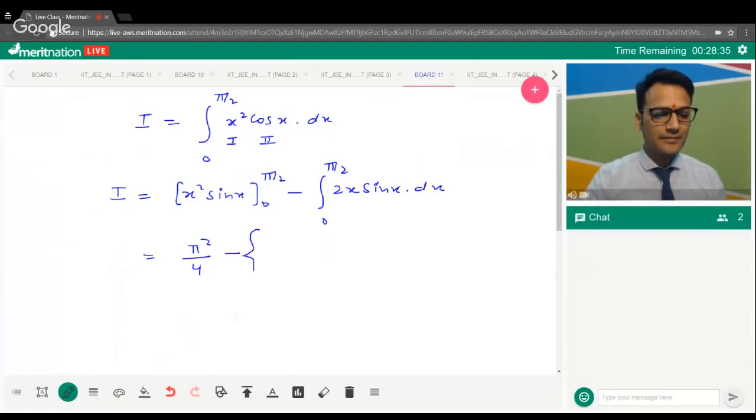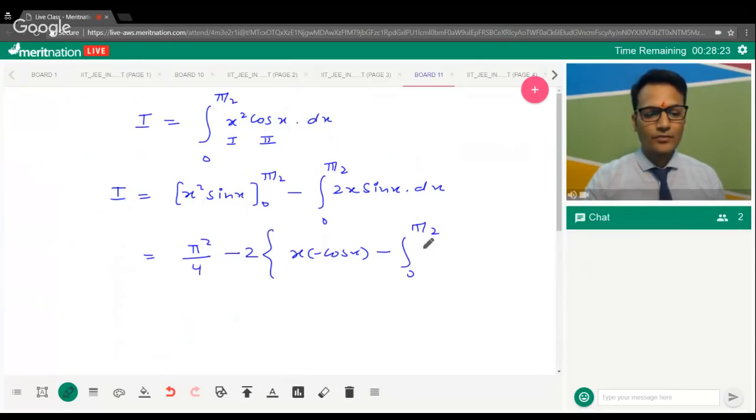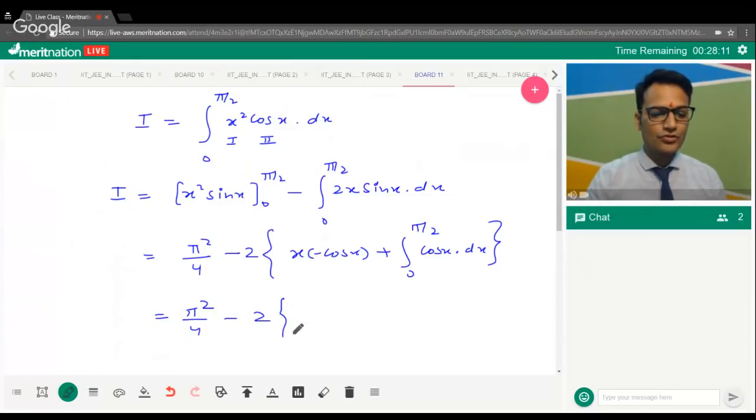If I apply by parts over here, we can take 2 common. So x will be kept as it is. Integration of sine x is minus cos x. Minus integration from 0 to pi by 2. The derivative of x will be 1. Sine x integration is negative cos x. So this minus minus turns out to be plus. Yes, by parts again, that's true. Minus 2 over here. Obviously, we need to apply the limits.